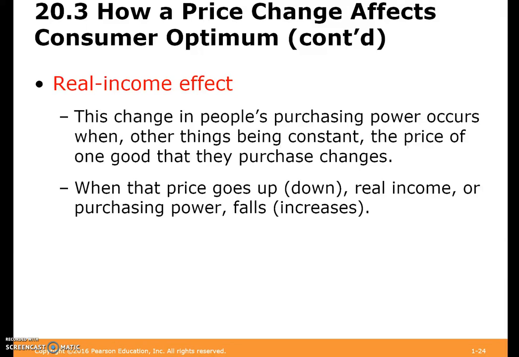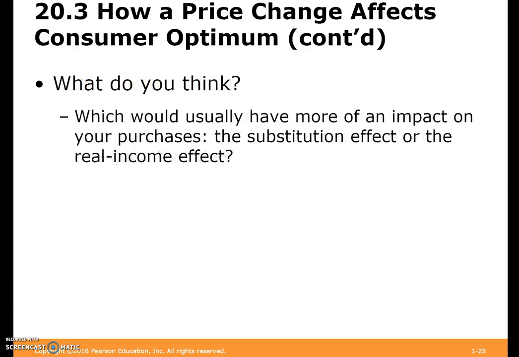And then there's also the real income effect. This change in people's purchasing power occurs when, other things equal, the price of one good that they purchase changes. When that price goes up or down, real income or purchasing power falls or increases, and vice versa. So which do you think has a bigger impact on your own purchases, the substitution effect or the real income effect? You can think about that.